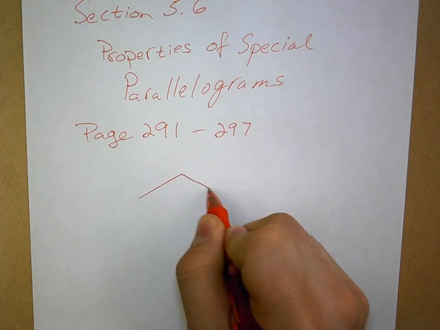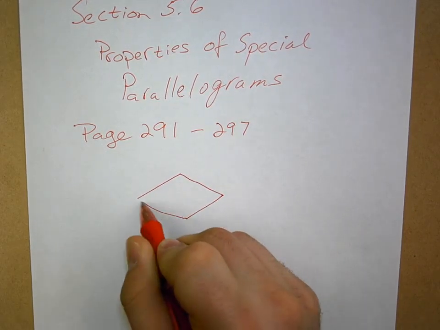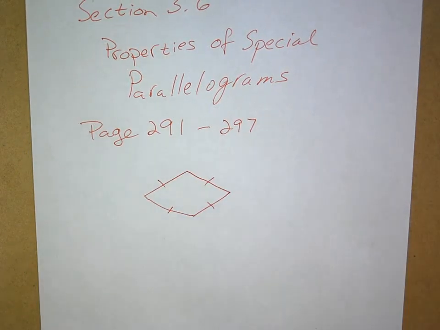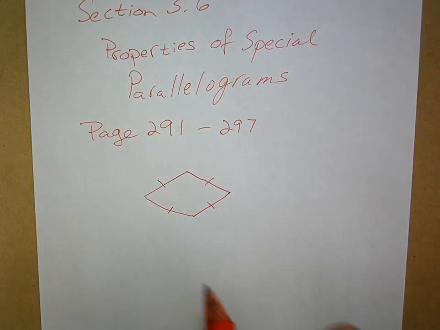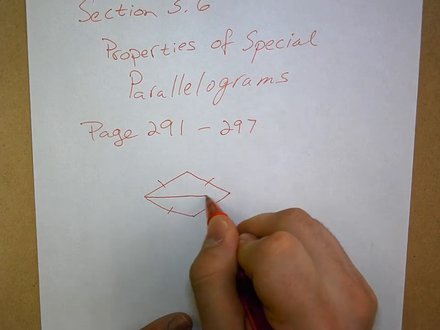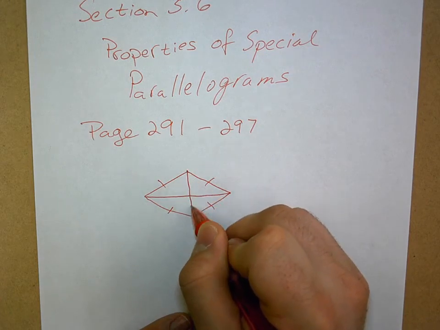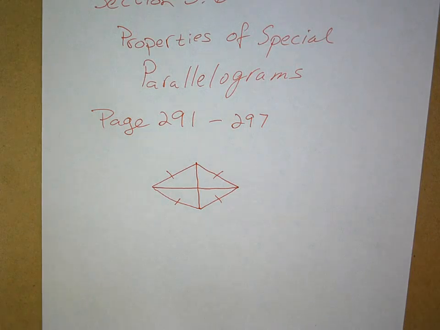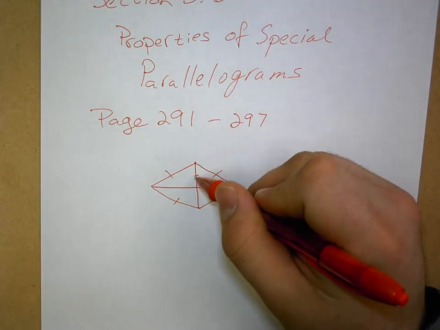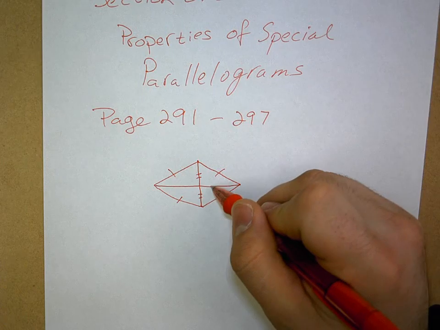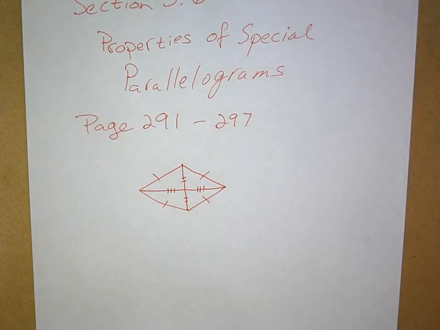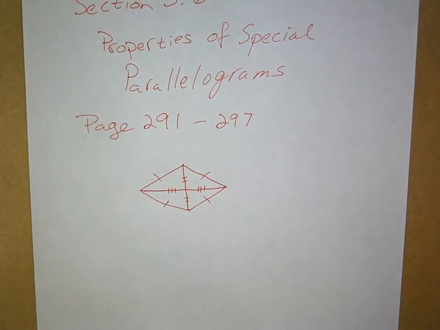Okay? So, in your notebooks, sketch yourself a rhombus. Remember, a rhombus is an equilateral parallelogram. Okay? So, it's equilateral here. Now, what I want you to do is draw the diagonals of the rhombus. Okay? Now, remember, in a parallelogram, the diagonals bisect each other. So, we have the diagonals bisecting each other of the rhombus.